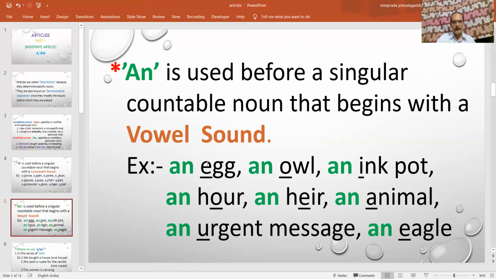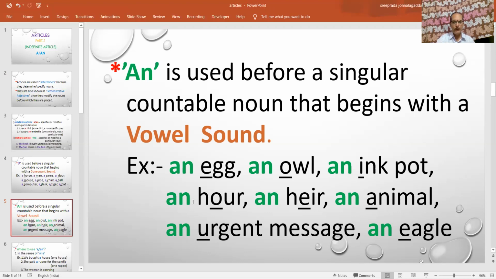For example, look at these words: egg, owl, inkpot, hour, heir, animal, urgent, eagle. In all these words, the first letter is underlined. Here you find the letter E, but it represents the sound of A. An egg, an owl, an inkpot, an hour.